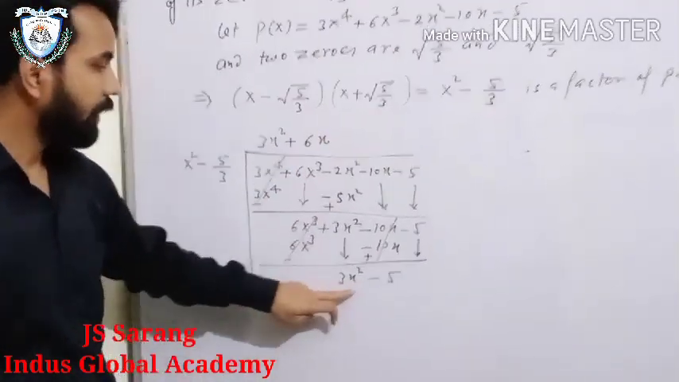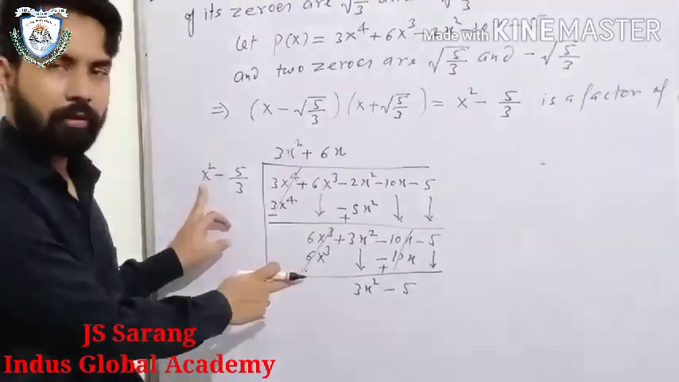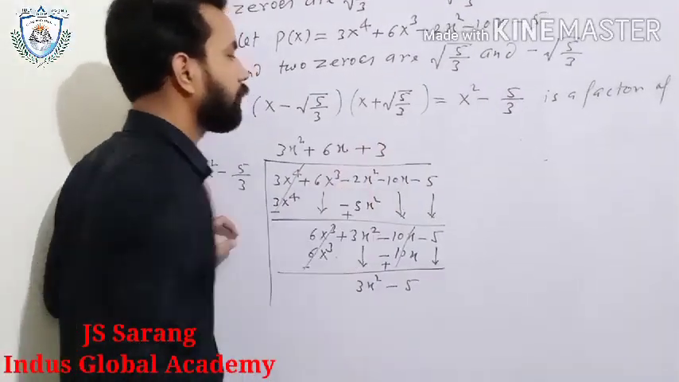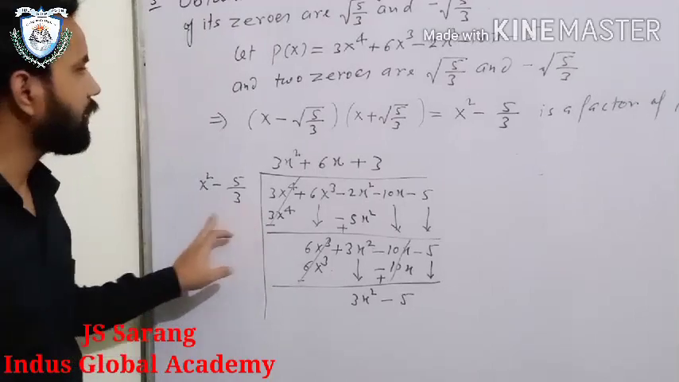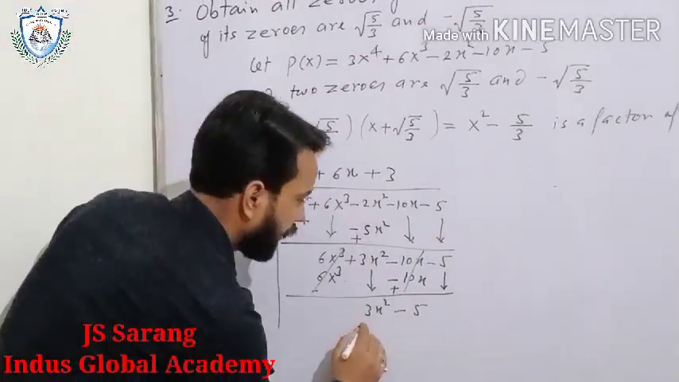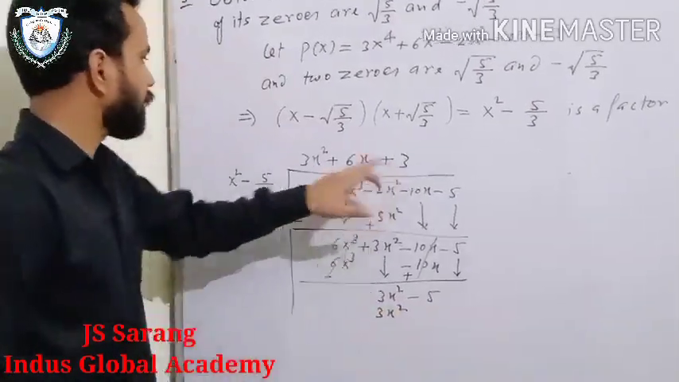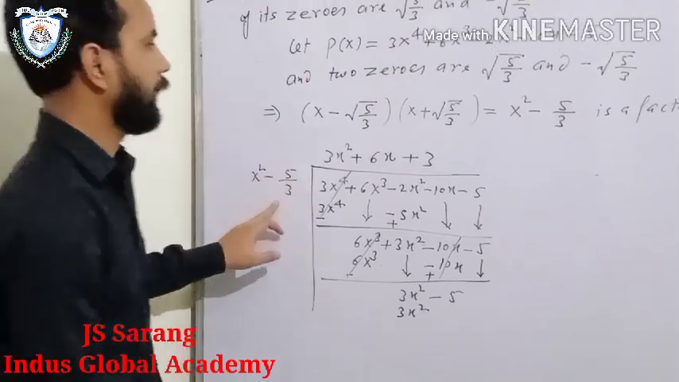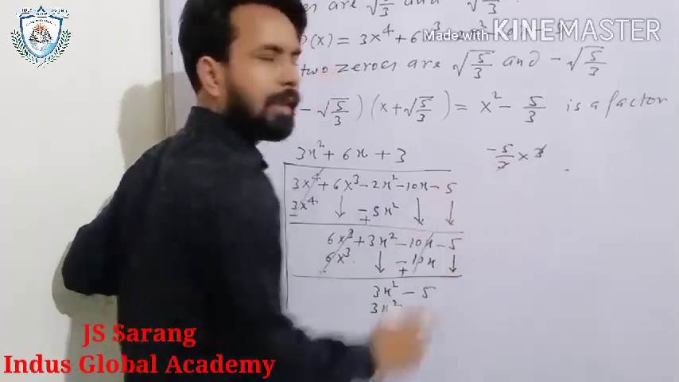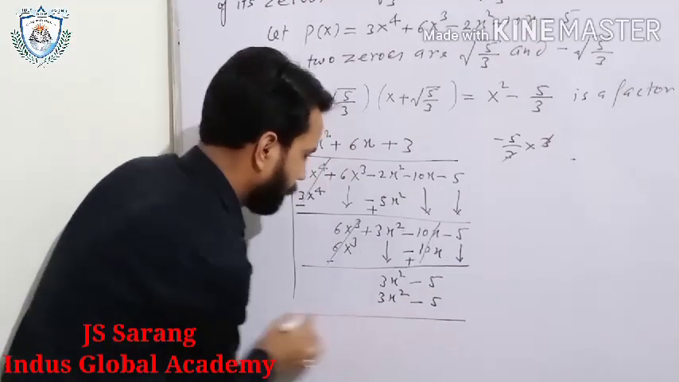The very first term, 3x square, is divided by the first term of the divisor. So x square and x square can be cancelled. Only plus 3 will be left. So plus 3 is the third term of the quotient. Now we will multiply this divisor by this plus 3. So plus 3 multiplied by x square will be 3x square. Now this plus 3 will be multiplied by minus 5 upon 3. So minus 5 upon 3 multiplied by 3. 3 and 3 cancel. What is left? Minus 5. So minus 5 will be here.